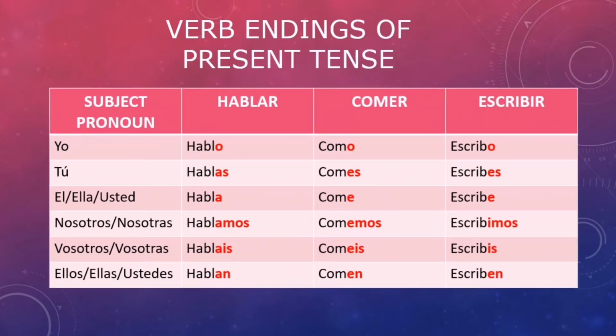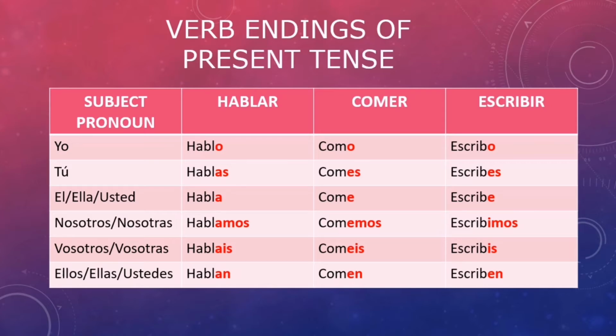I have here the table. I have the subject pronoun and the verbs hablar, comer, and escribir. In my previous slide, I showed you the AR, ER, and IR are called verb endings. As you can see, they have different endings that correspond to the subject pronoun. For example, hablar: hablo, hablas, habla, hablamos, habláis, hablan.